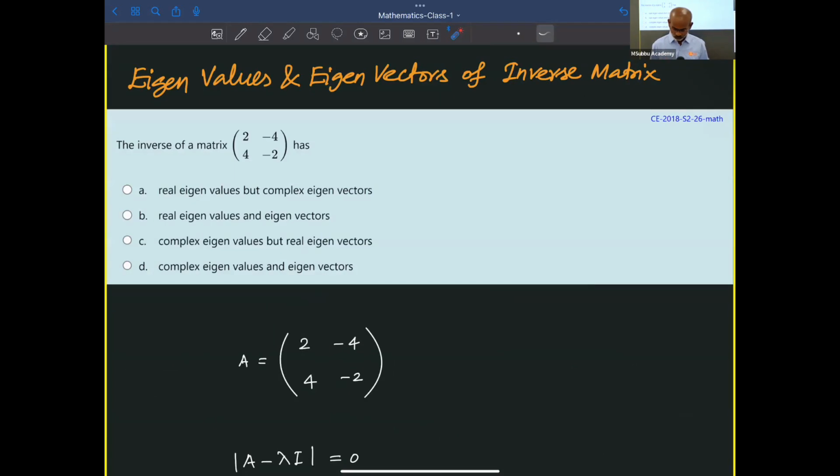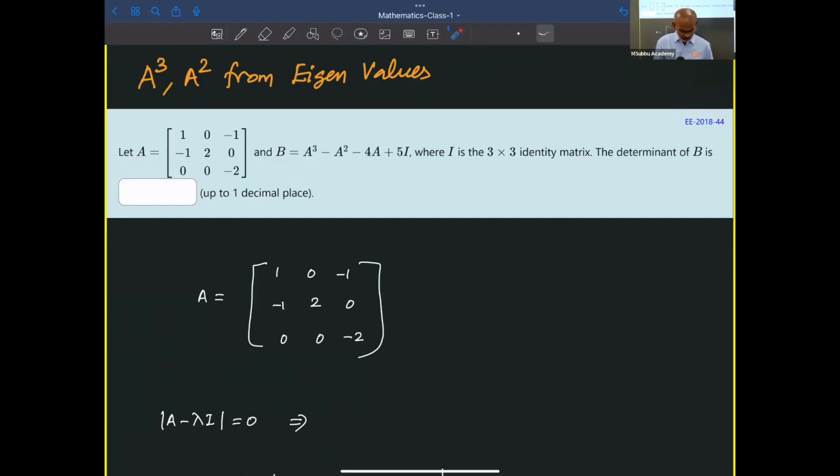Okay. So we need to get A cube and A square for the given matrix, because this term B has this cube and square. For this, we can easily get it using the eigenvalue equation, which is called the characteristic equation that we will get for this polynomial. So let us see how it is done. We need to evaluate this B, which has these coefficients, and we have to get the determinant of this B.